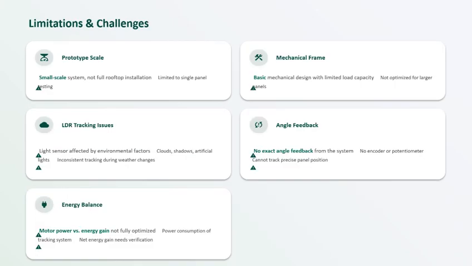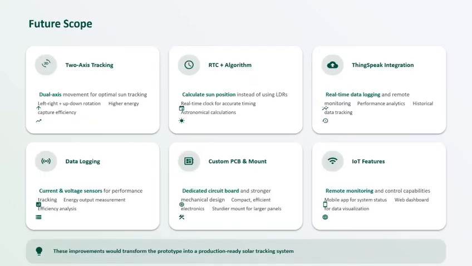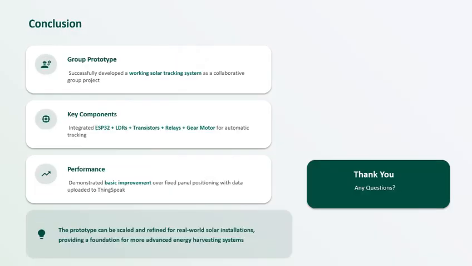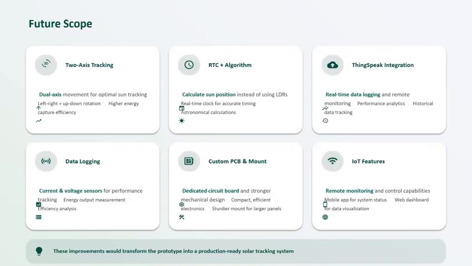Now, if we talk about the future scope of our project, we have several clear improvement ideas. First of all, we can implement two-axis tracking, so the panel can move left and right and up and down as well. Secondly, instead of using LDRs, we can use a mathematical sun position algorithm based on time, date, and location to calculate the sun's angle. Third, we can add current and voltage sensors to log real power data and properly compare a fixed panel with a tracking panel. Fourth, we can design a custom PCB and a stronger mechanical structure for more stability. And finally, we can add an IoT feature so the system can send data and status to a mobile app or a web dashboard.